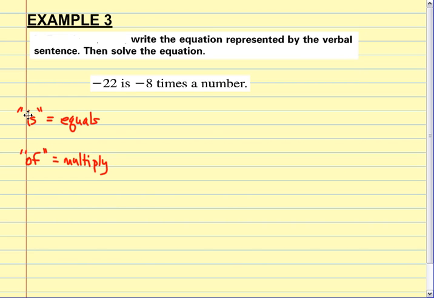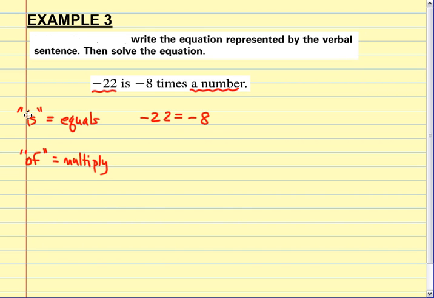Okay? So I'm looking at this first thing. It says negative 22 is. So I'm going to put an equal sign for the is. Negative 8 times, when I see a number, what do you think that stands for? What do you think that stands for, Elise? A variable. So when it says times a variable, how do I show negative 8 times a variable? What do I do, Christina? You put a letter right beside the negative 8. I put the letter right beside the negative 8.